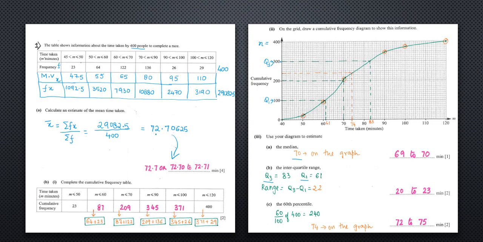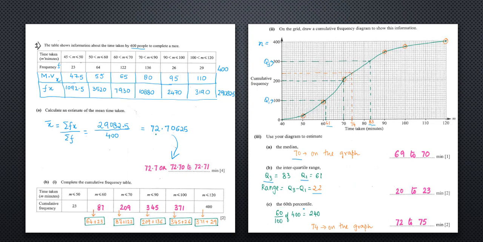So we do the similar thing, drop a line perpendicular and on the curve, and by way of this we get 83 as the upper quartile and we get 61 as the lower quartile, and the interquartile range essentially is the difference between the two. So that gives us the value 22, which again falls within the range of 20 to 23.